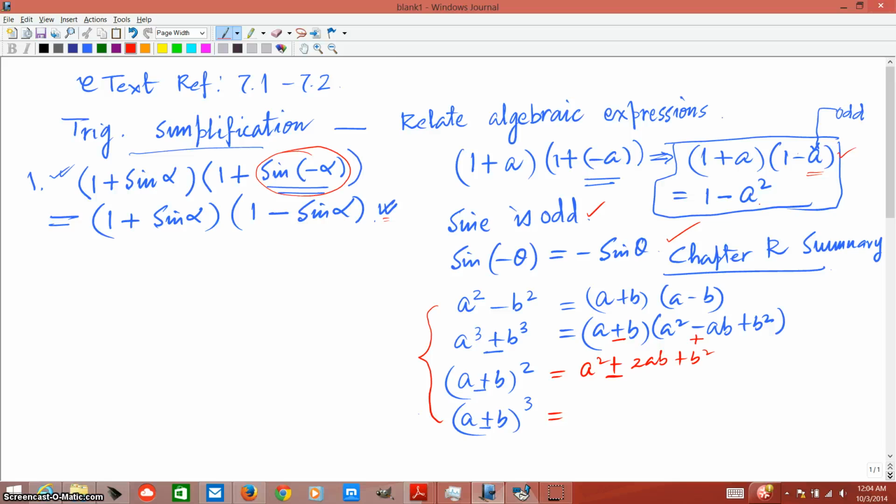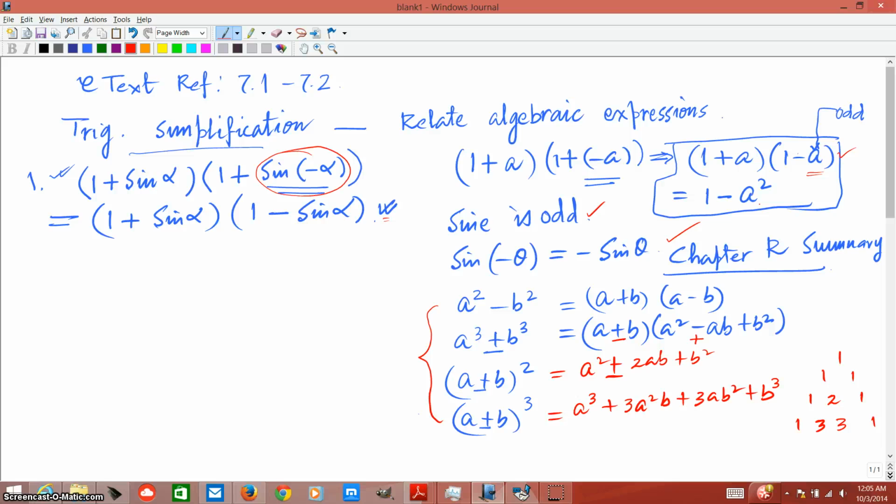If you want to expand a plus b whole cubed, it can be written as a cubed plus 3a square b plus 3ab square plus b cubed. If you remember the Pascal triangle, you can easily rewrite those squared and cubed forms of binomial expressions. So that could be a handy tool if you do not remember how to write them down. So something like Pascal triangle may be another helpful hint.